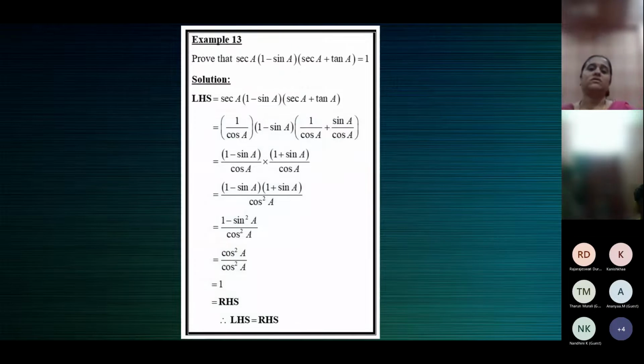So what is the rule? Write other ratios in terms of sine and cos. That's it. Just use that rule and get started. Once you get started, that will lead you to the next step and you will finish it. Right, children?